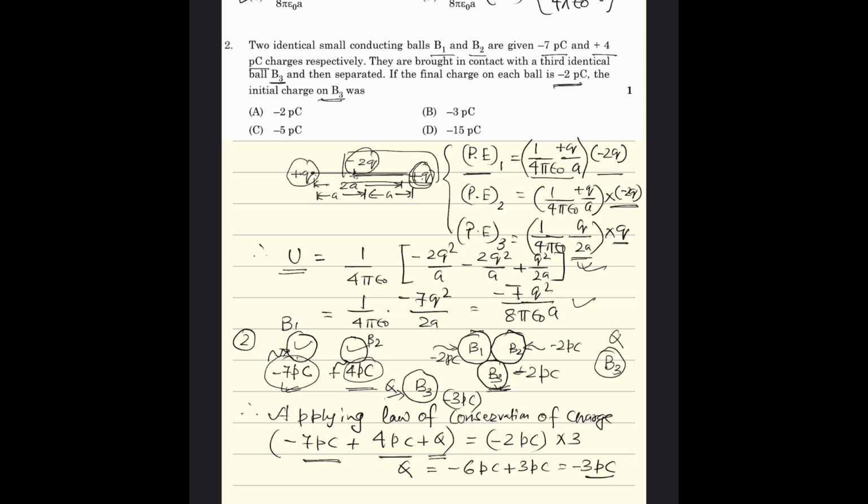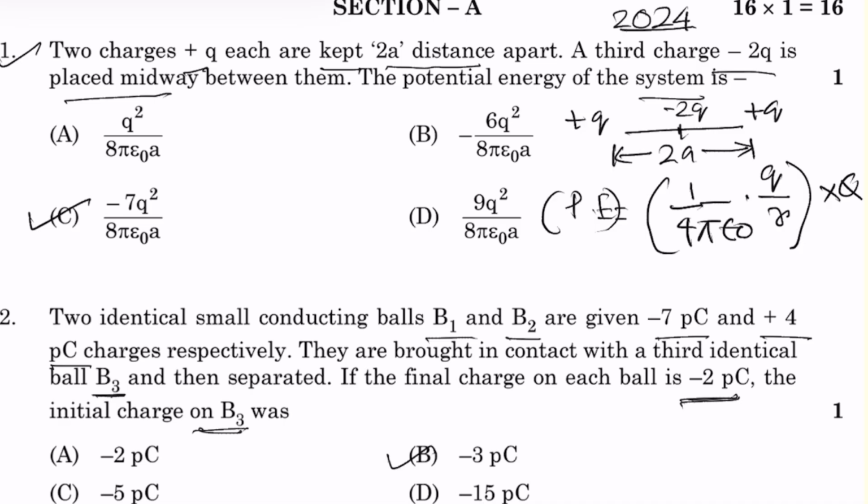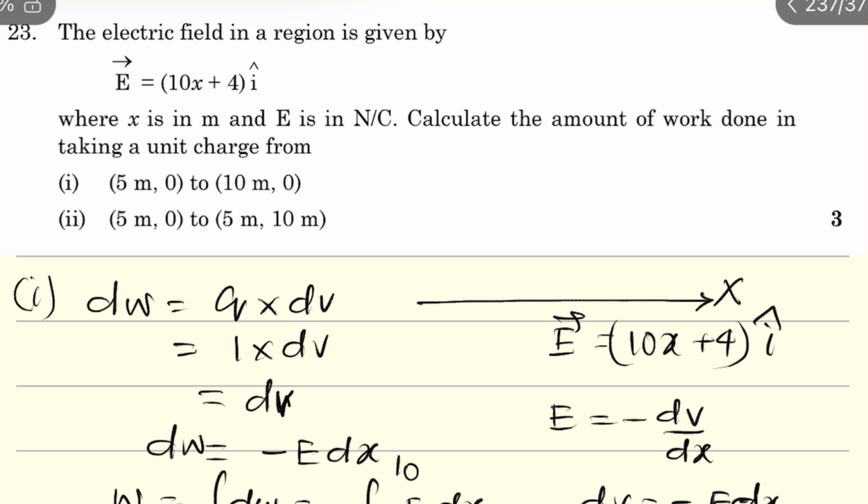After connecting them together, each ball has a charge of minus 2 picocoulomb. There are three balls, so minus 2 picocoulomb into 3. The initial charge equals the final charge of the system. Q is the only unknown, so we can find that Q is equal to minus 3 picocoulomb, correct? So this is the second question. Now this is also a 2024 question.